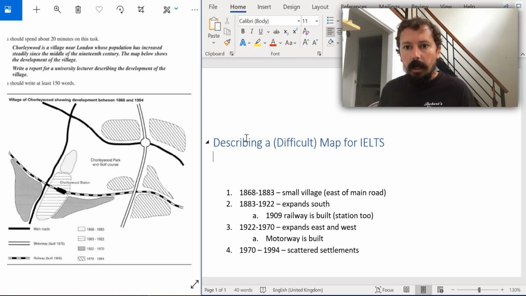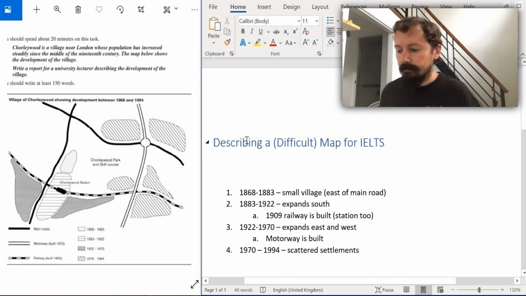So instead, how can we start this? Well, we need to introduce the place and its name. It is Charliewood. It's also very useful that we talk about the time limit or the time period, and that's actually true for almost every IELTS writing task 1. If there is a time limit, it's very useful to describe it here. So we could say that it's from 1868 up until the last year, which is 1994. So that would be a good first sentence.